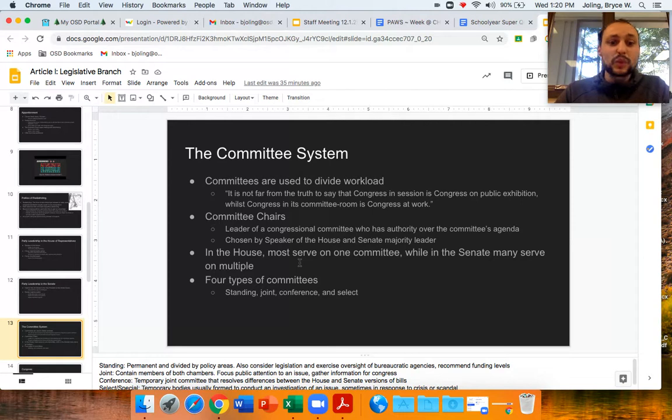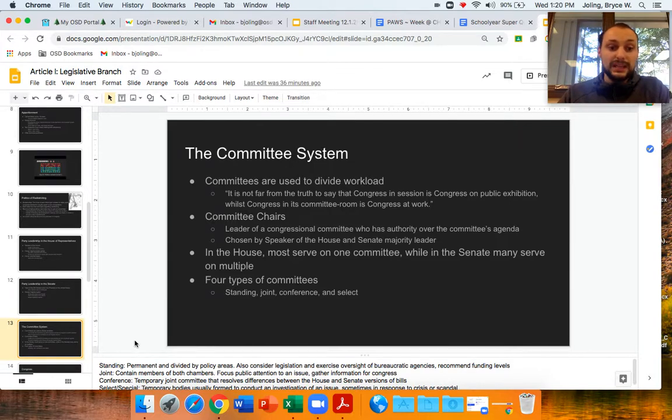There are four types of committees: a standing, a joint, a conference, and a select. A standing committee is a permanent committee that is divided by policy areas. They also consider legislation and exercise oversight over bureaucratic agencies. They do things like recommend funding levels.